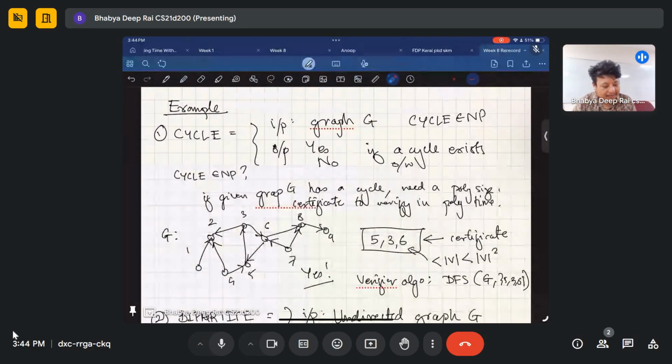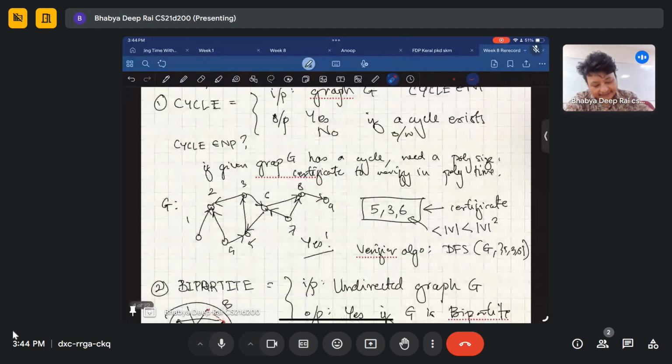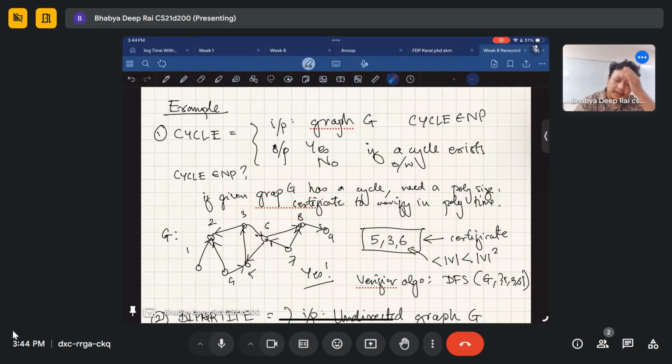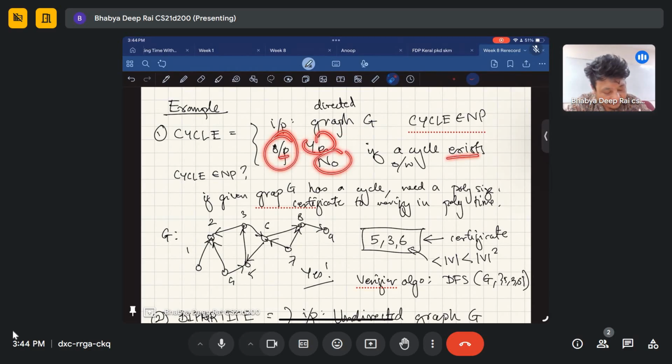Now I just want to go over some examples about checking whether a problem is in NP or not. For example, here is a problem called cycle. The input is a given graph. It may be directed or undirected; let's say directed. Given a directed input graph, you want to output yes if there is a cycle, no otherwise.